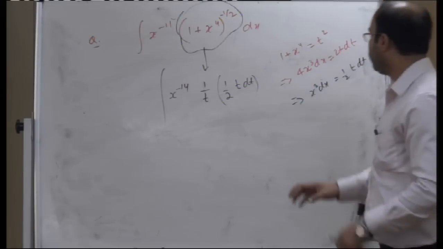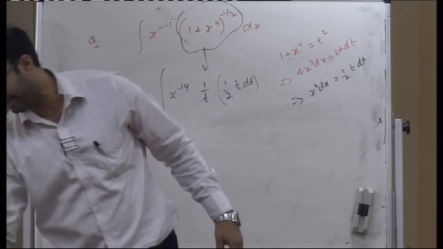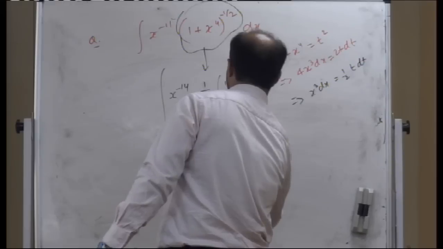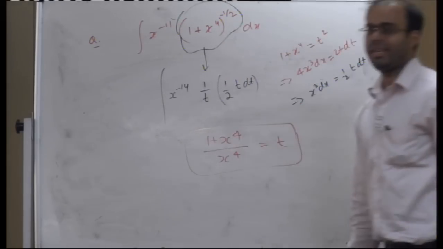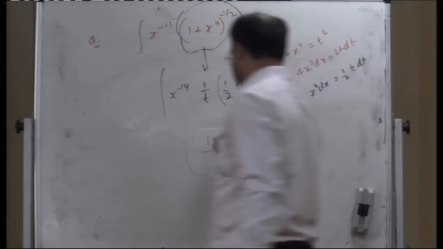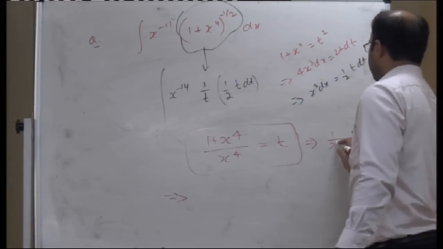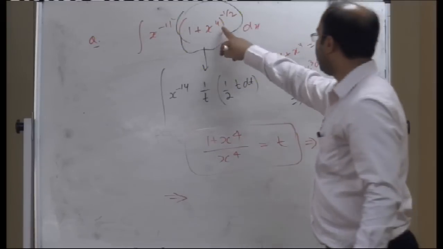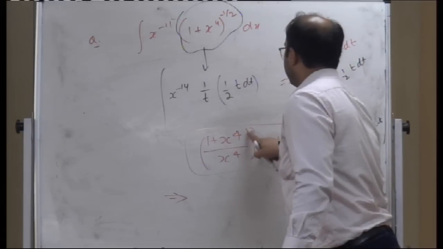So what we have to do: we have 1 plus x to the power 4, and here it is x to the power minus 14. If we do something like this, we put 1 plus x to the power 4 upon x to the power 4 as t. Now this is quite difficult to think unless you have done a question like this or a similar question. So this, when differentiated, is actually 1 by x to the power 4 plus 1 equal to t, that is, 1 plus x to the power 4 by x to the power 4 whole square equal to t square.